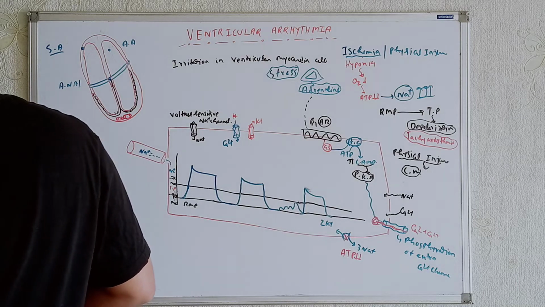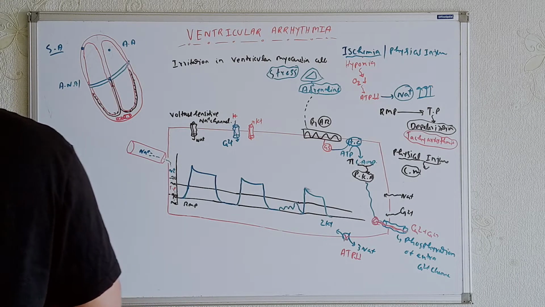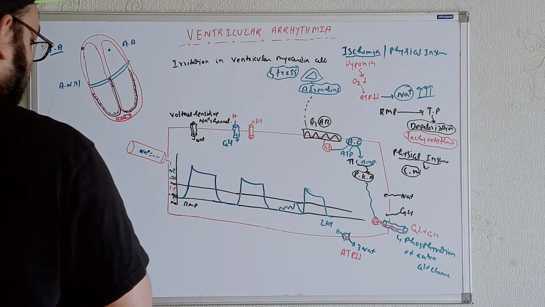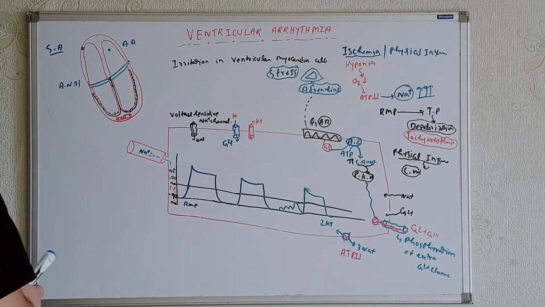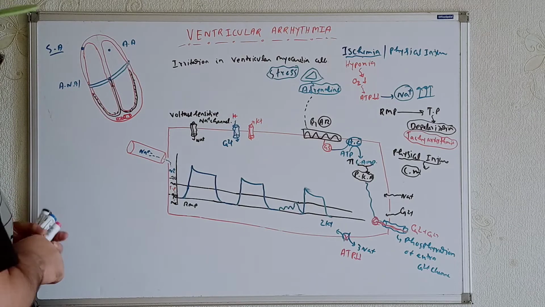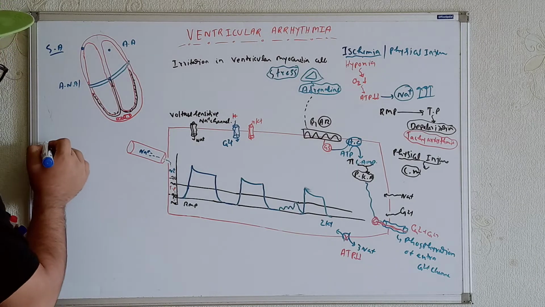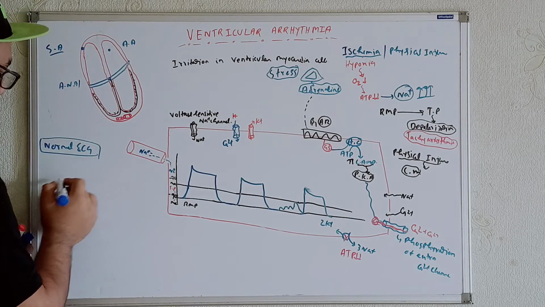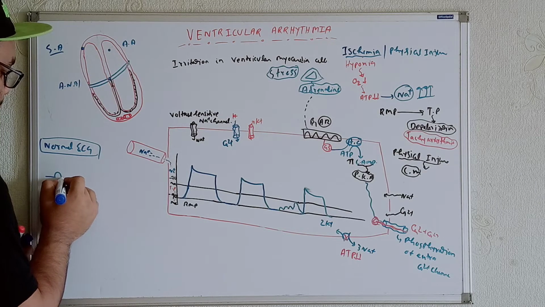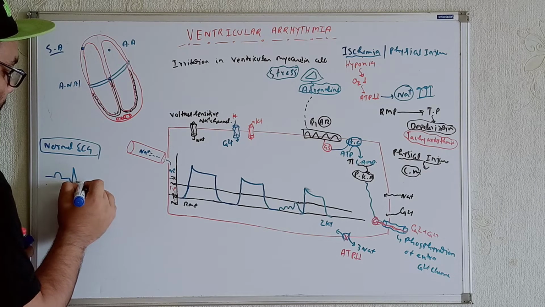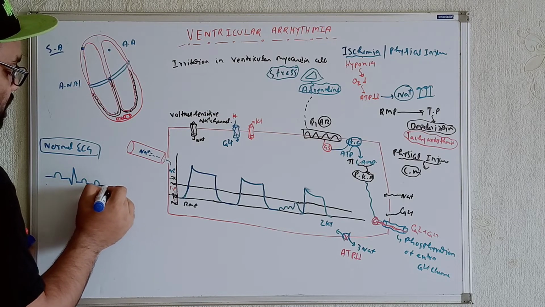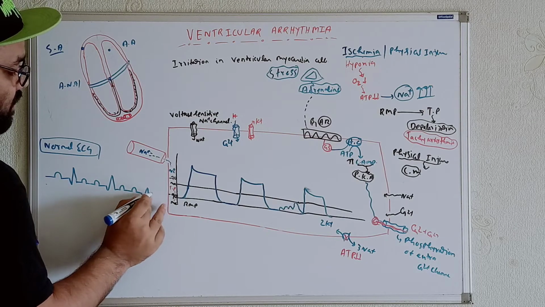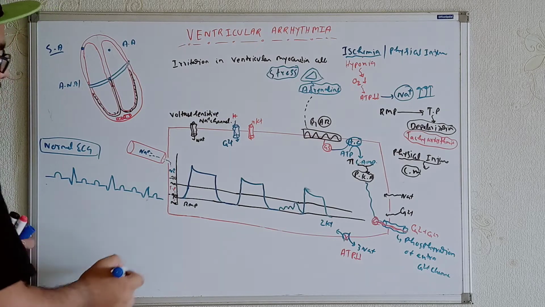Now we will talk about the ECG pattern. What type of ECG will we get in these cases? At first, let's draw the normal ECG. If we write the normal ECG pattern over here, we will get the P wave, QRS complex, and T wave, again P wave, QRS complex, T wave. Okay, this is the normal ECG.